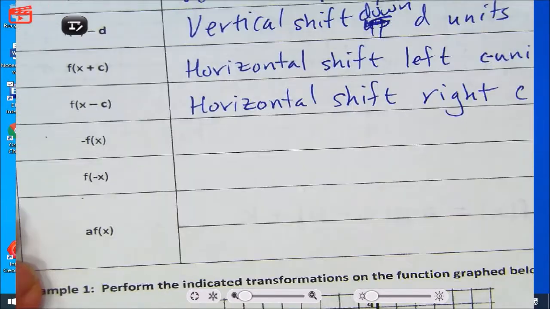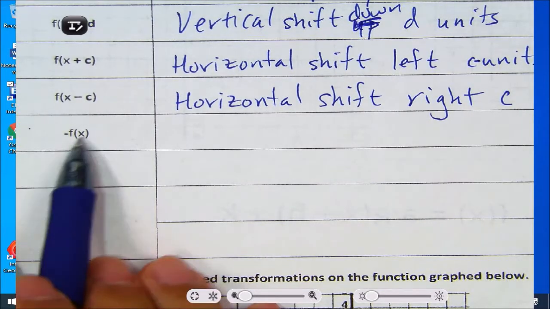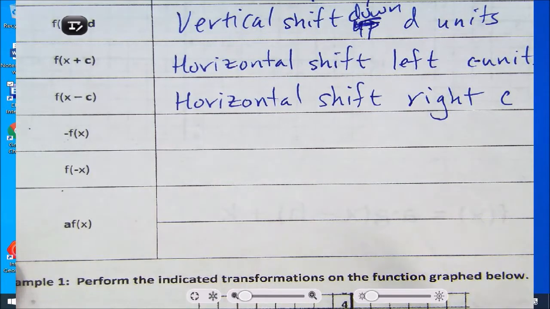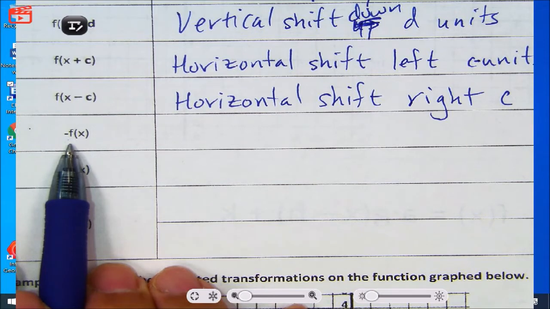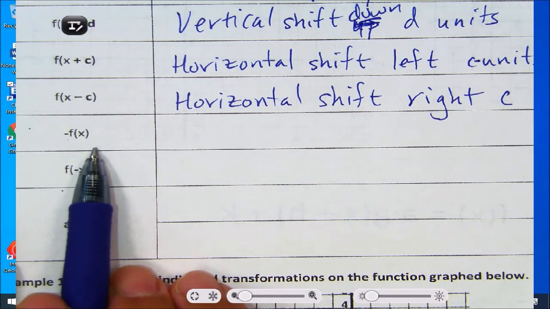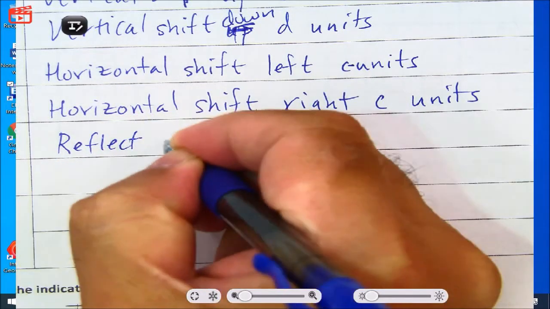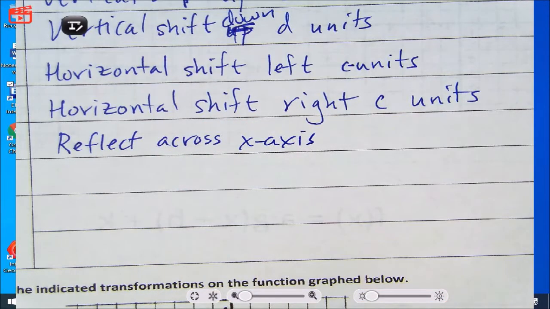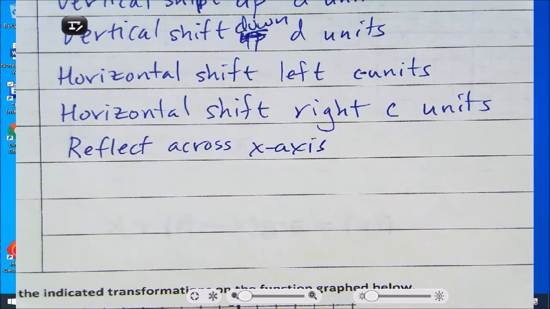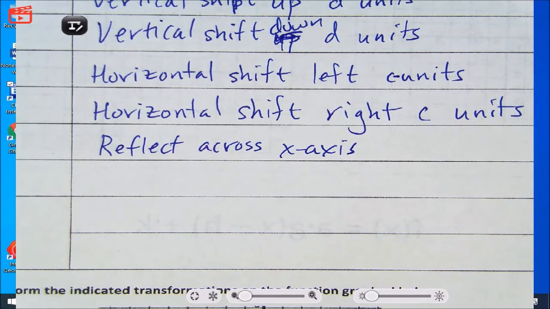All right, let's look at negative of f of x. Okay, negative of f of x. So whenever it's outside the function, it affects the y value. That's why it's vertical. This is going to be a reflection across the x-axis. So this is a reflection across the x-axis. So this is a vertical change. If I reflect across the x-axis, that's a vertical change.